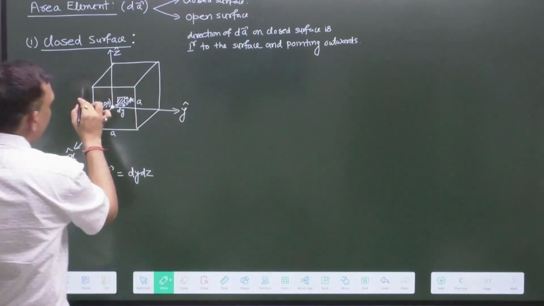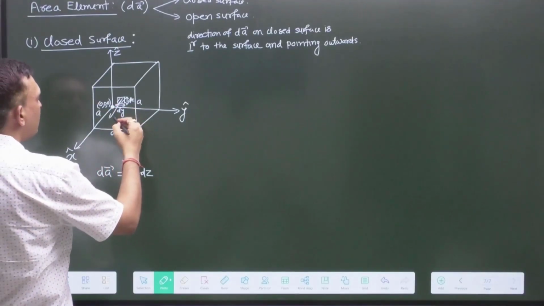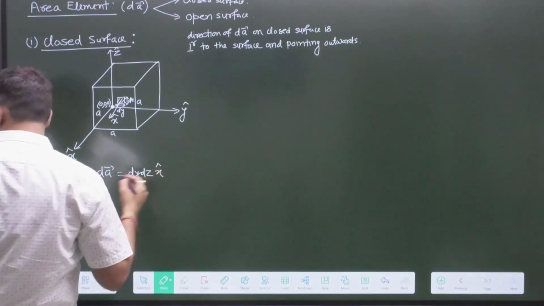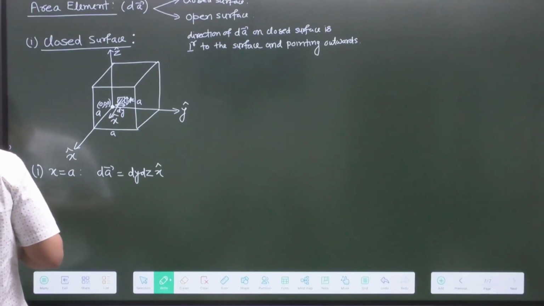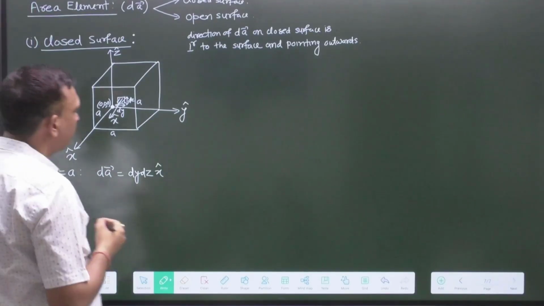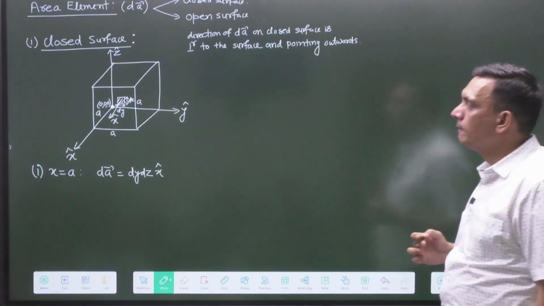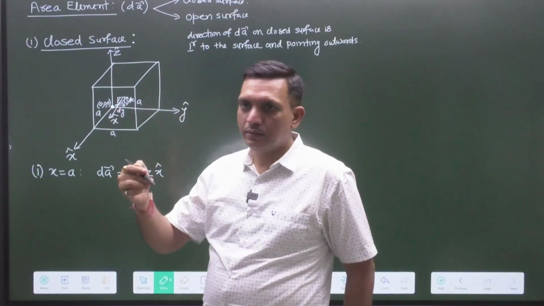For example, if this is the cube, so this direction is the outward direction. So this is the x cap direction. X cap is the outward direction. Yes or no? X cap is the outward direction. If this is the cube, so this is the outward direction.